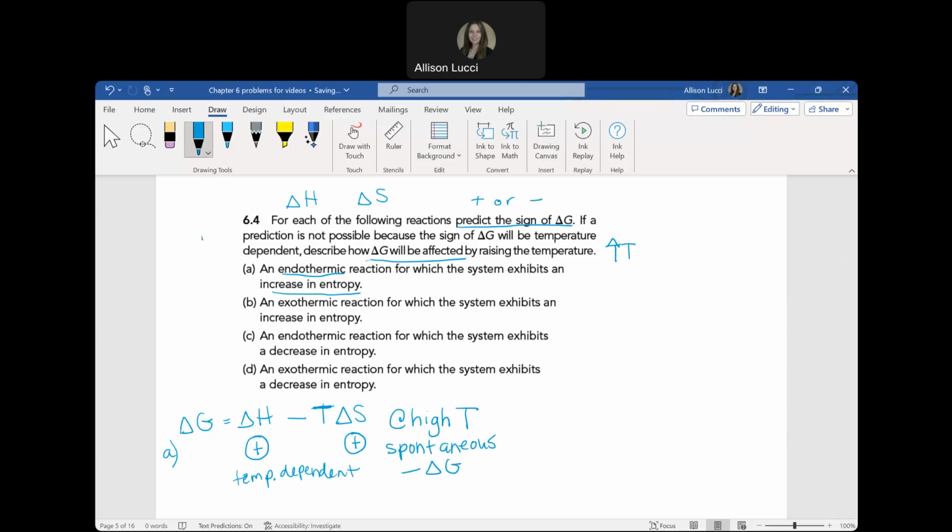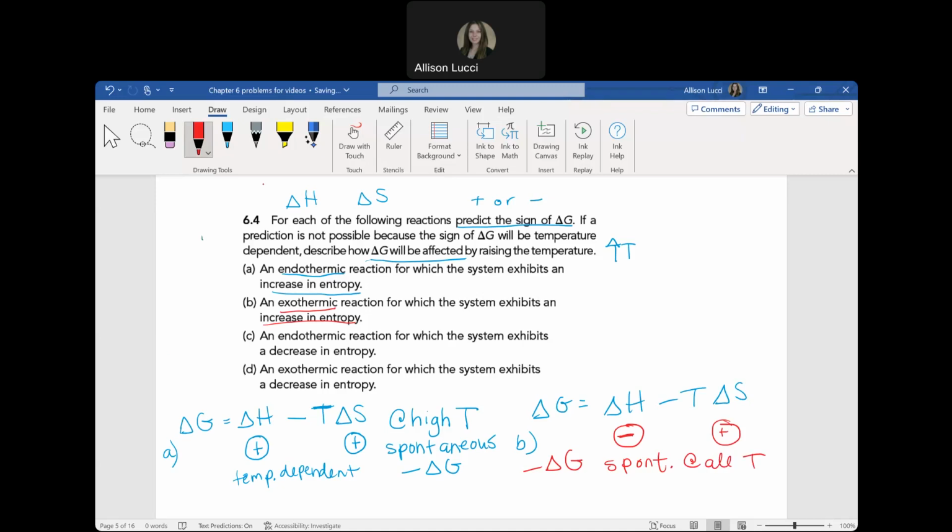So with example B, we can plug into our delta G equation as well. We're told that we're exothermic, so that's a negative delta H. And then we have an increase in entropy again, so that would be minus some positive value. So both of these terms contribute to a negative delta G. So we would say this process is spontaneous at all temperatures.